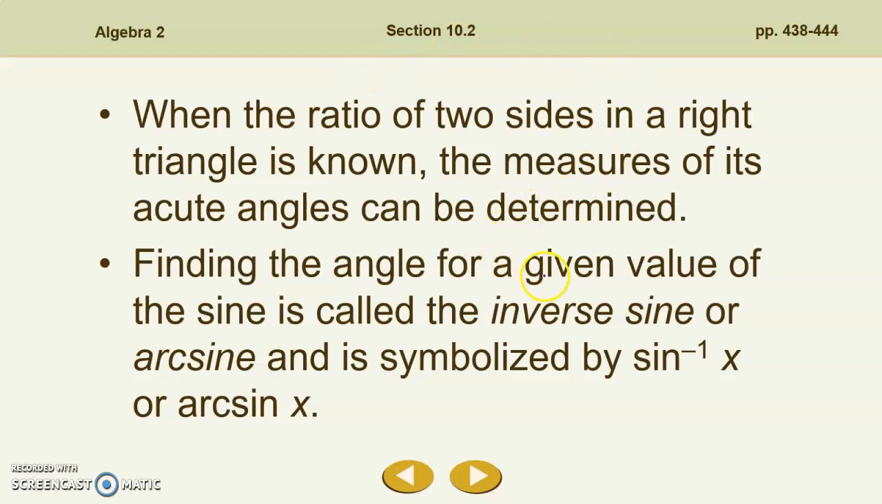We can find the angle for a given value of the sine, what we just did, by using the inverse sine, which is called arc sine. It's symbolized by sine to the -1 there. That -1 just means inverse, or arc sine x. Your calculator might have arc sine, but most calculators that we'll be using typically use this button. If you use a different type of calculator, you may come across arc sine. They are the same thing. So if we know the ratio, we can use that inverse sine to find the actual angle.